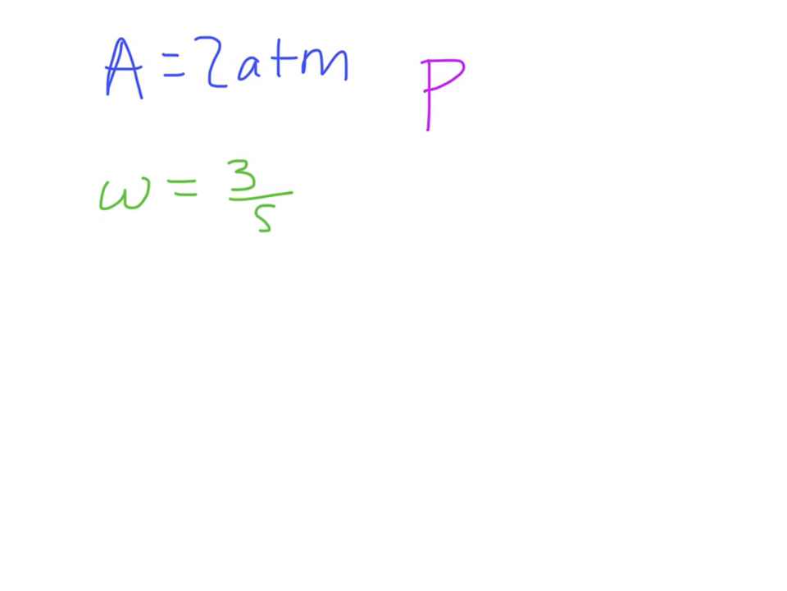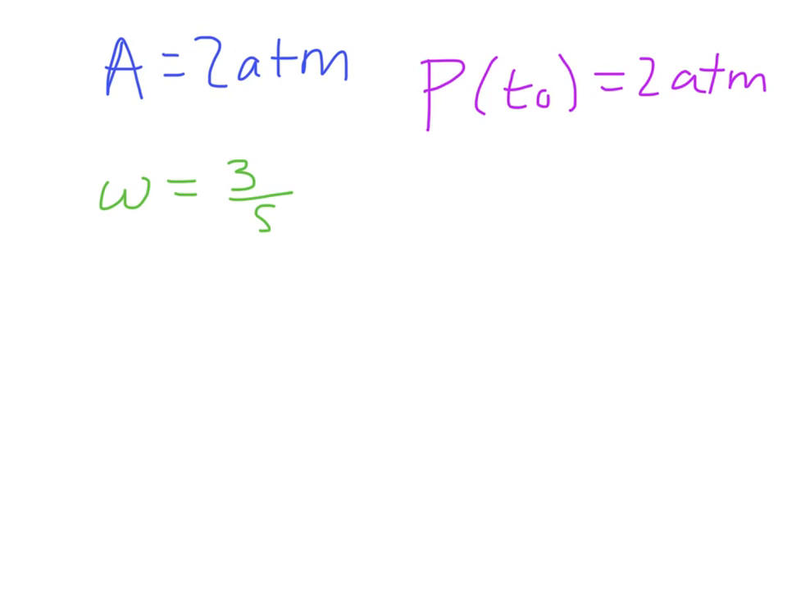So let's try an example. What if we have a wave with an amplitude of 2 atmospheres? So this is obviously a sound wave since we're dealing with pressure. I'll also say that it has an angular frequency of 3 oscillations per second. I'll also tell you that the pressure at time 0 is 2 atmospheres. How would you write the wave equation for this?